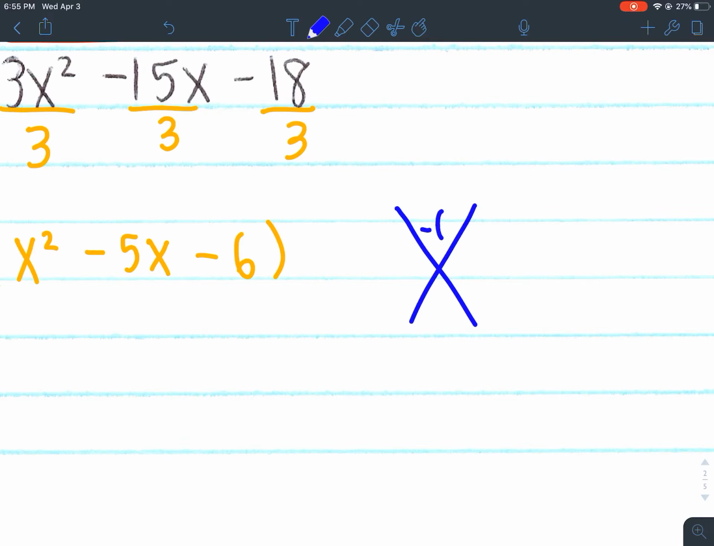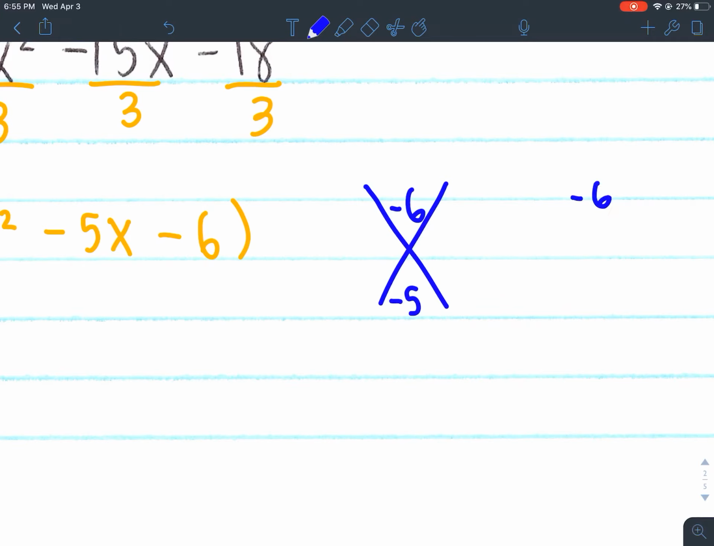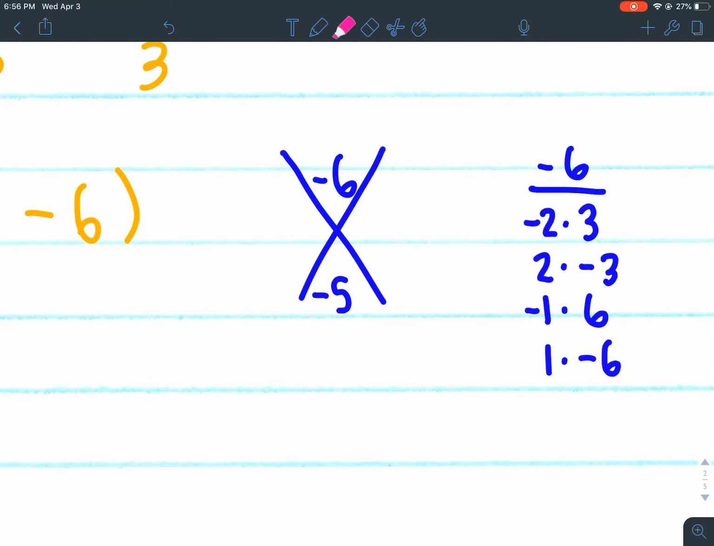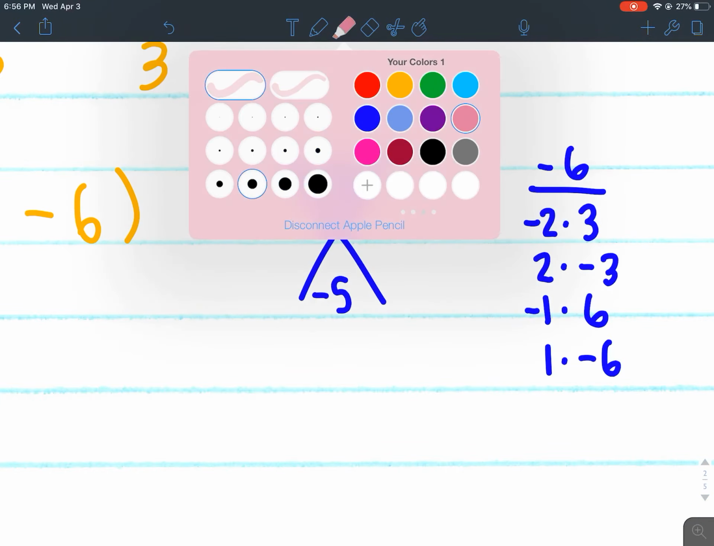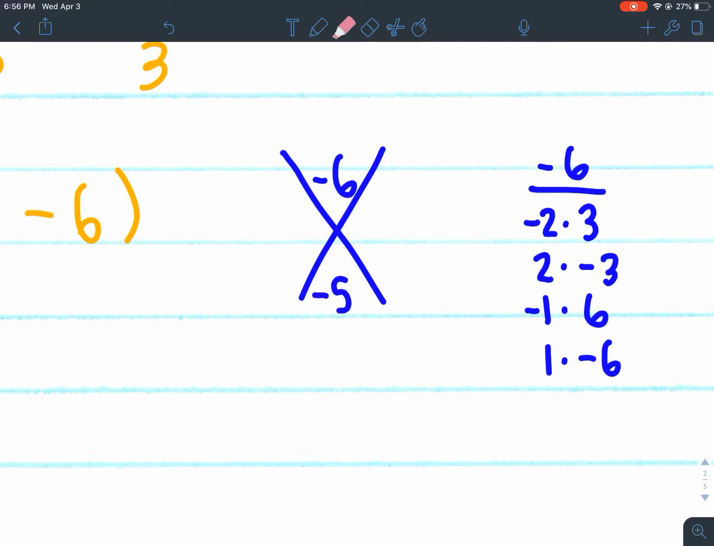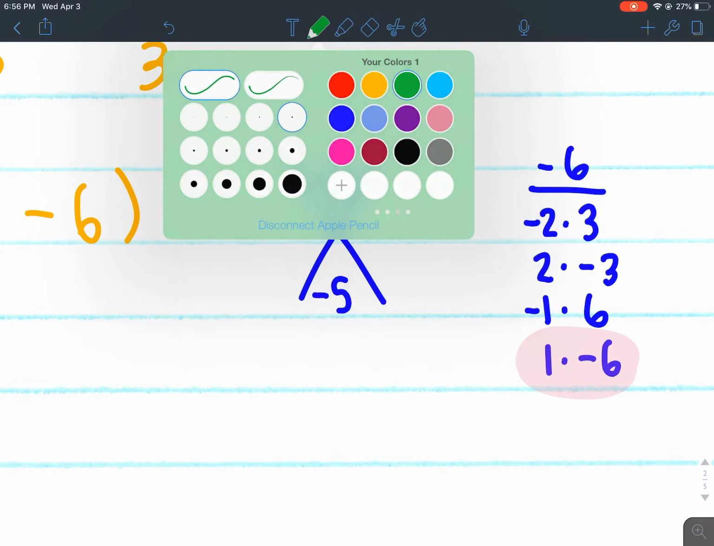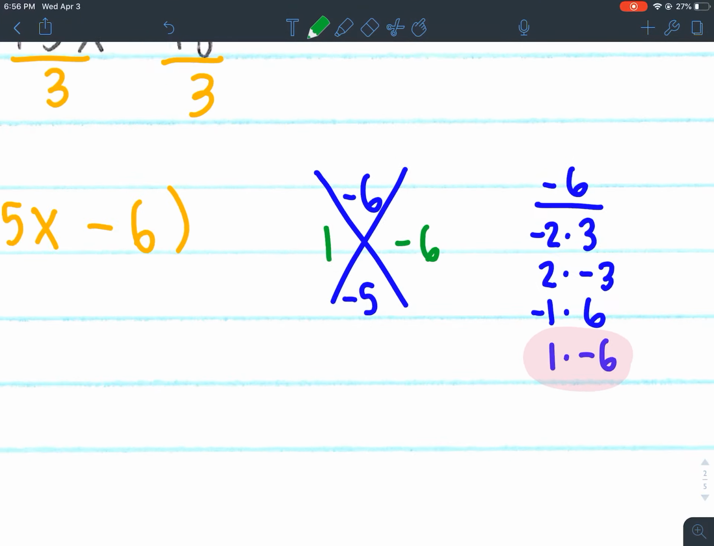All right, so I want it to multiply to negative 6, and I want it to add to negative 5. So let's list the factors for negative 6. It's going to be negative 2 times 3. That's going to be 2 times negative 3. Negative 1 times 6, and then 1 times negative 6. So these are all the things that multiply to make negative 6. Now you want to look for which one of these is going to get me negative 5. Well, the last one. 1 plus negative 6 is going to give me negative 5. So I have 1 and negative 6 here.